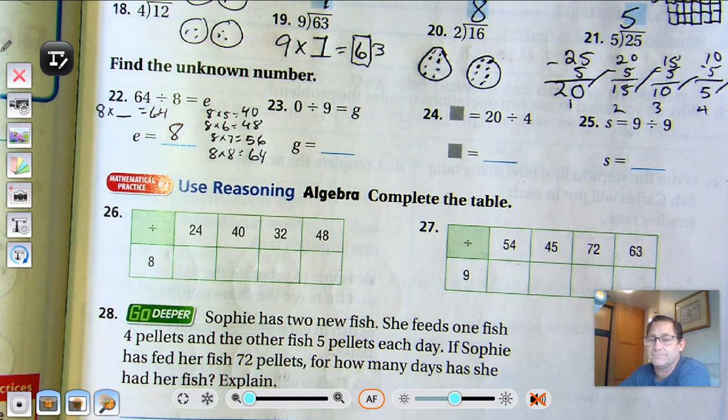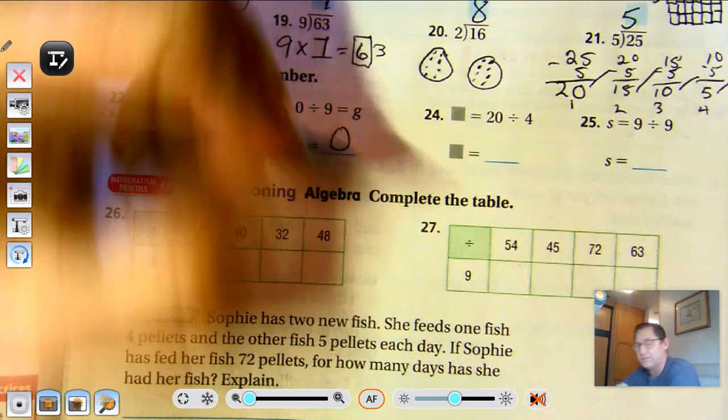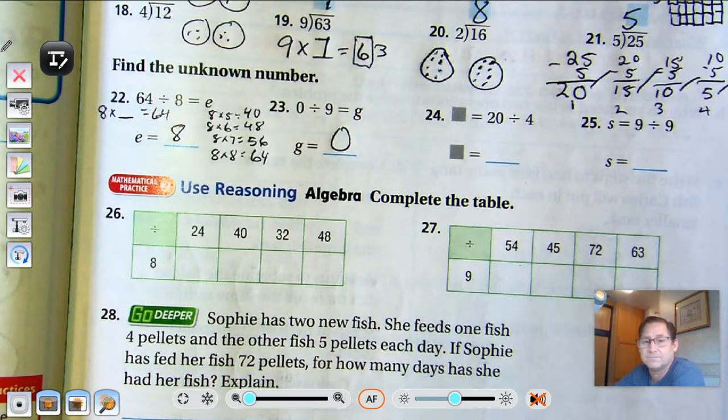0 divided by 9. You should immediately say 0. 0 divided by anything is 0.